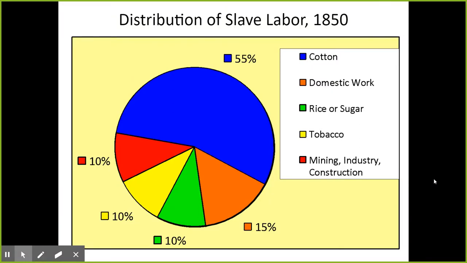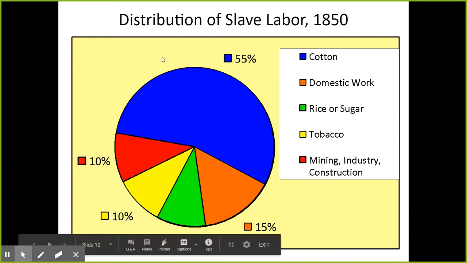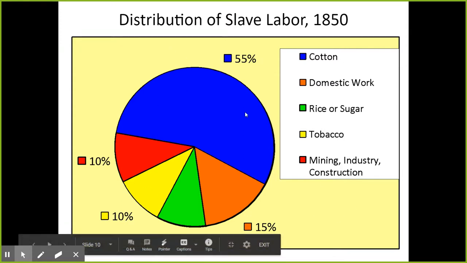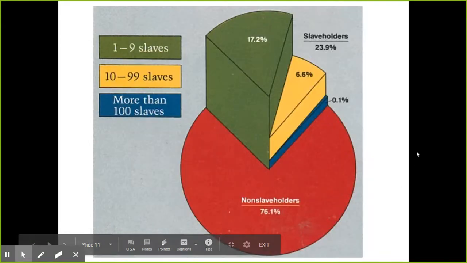We can see the distribution of slave labor. And again, we're using all these as means to support ourselves. But notice a majority of the slave population worked in cotton. The second most is domestic work, so those would be like the house slaves, and then the other three industries of rice and sugar, tobacco, and mining take up the rest, the other 30%. But cotton by far is a majority employer.